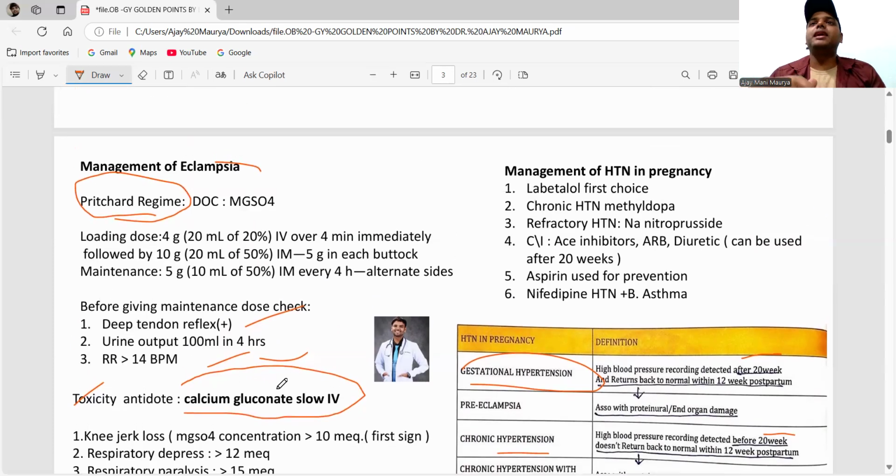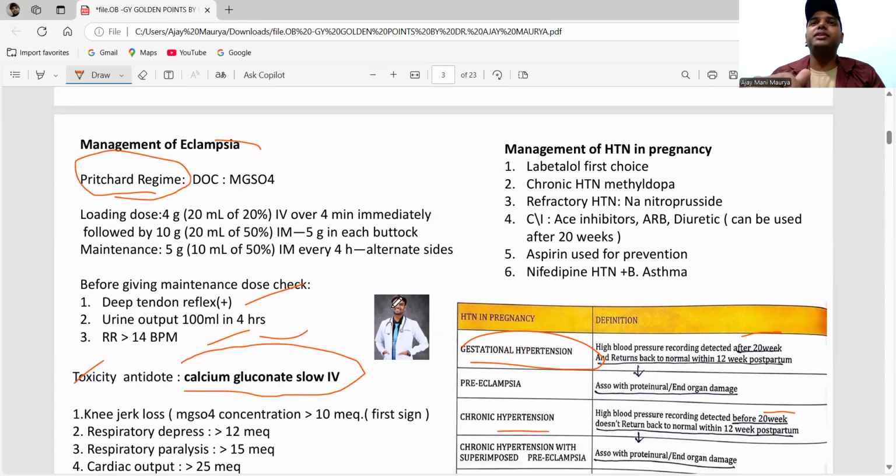Okay. Next, guys, management of hypertension. In preeclampsia, the first choice will always be labetalol. Please check the history, whether the patient has bronchial asthma or not. If the patient has asthma, you have to give the CCB, nifedipine. For chronic hypertension, you have to give methyldopa. For refractory hypertension, you have to give sodium nitroprusside.